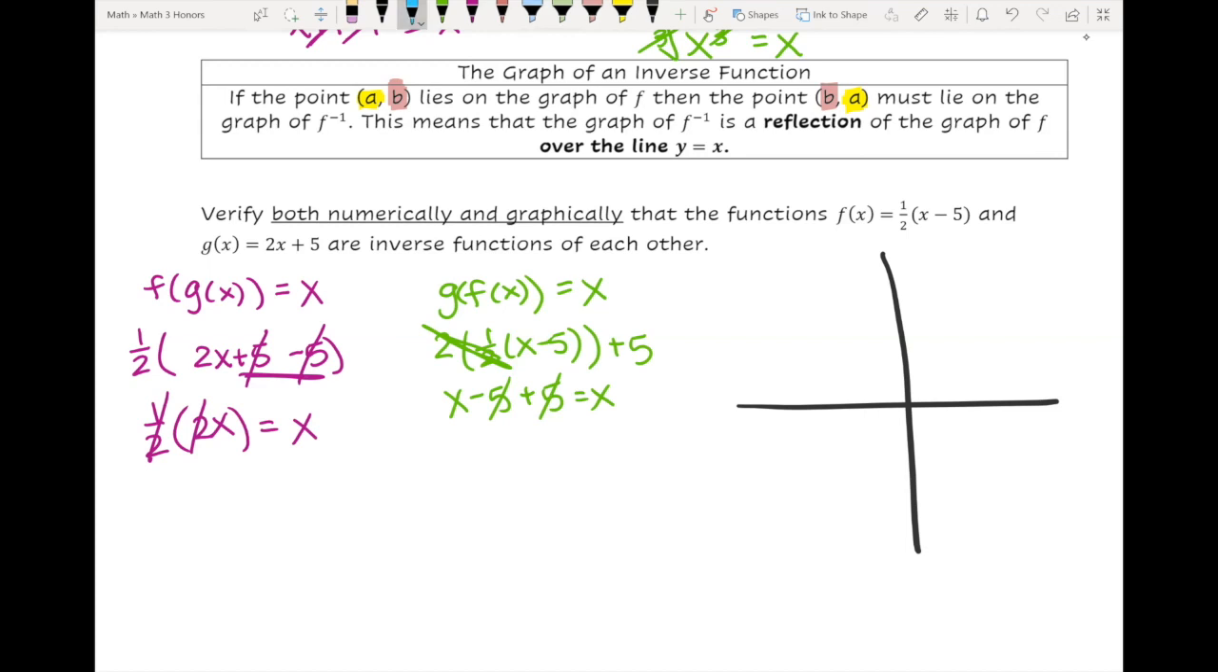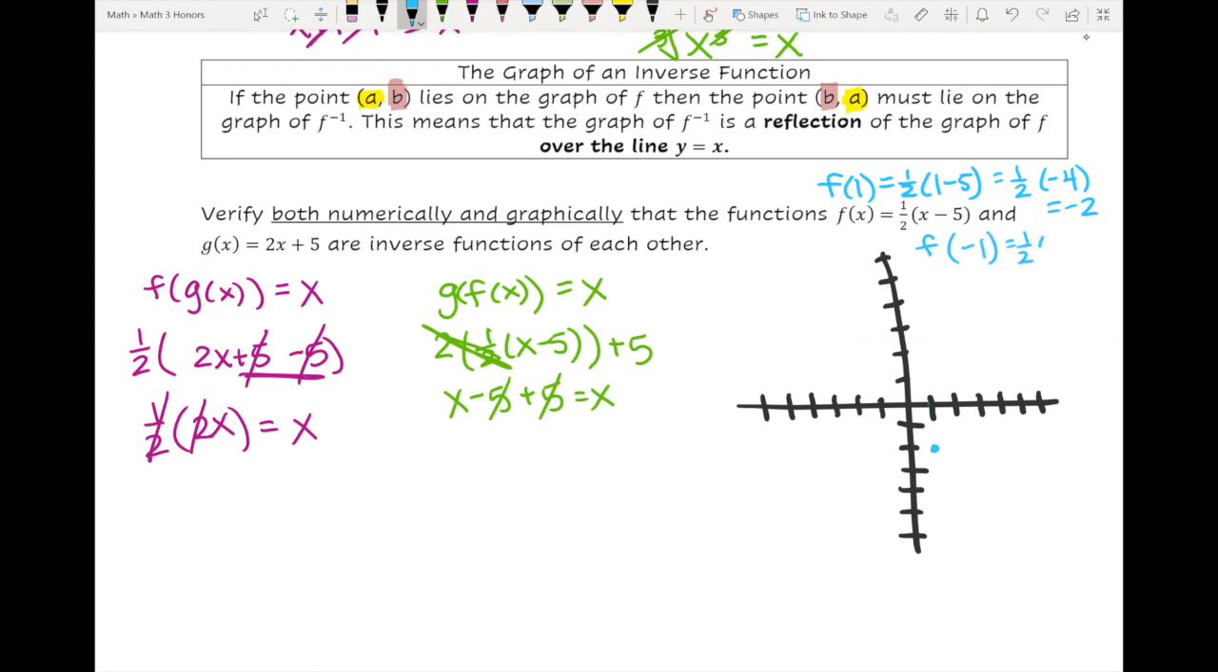Let's figure out what f of 1 is. So 1/2 times 1 minus 5 is like 1/2 times -4, and half of -4 is -2. So I get the point 1, -2. Another point that I'm going to get is I'll sub in a -1. Let's see what happens with the -1. 1/2 times -1 minus 5. -1 minus 5 is a -6. So 1/2 of -6 is -3. I subbed in a -1 and I got a -3. So here is my f of x function.